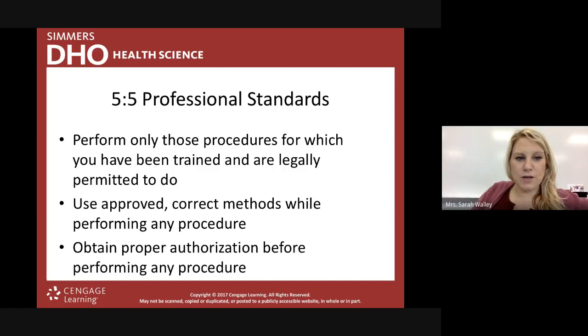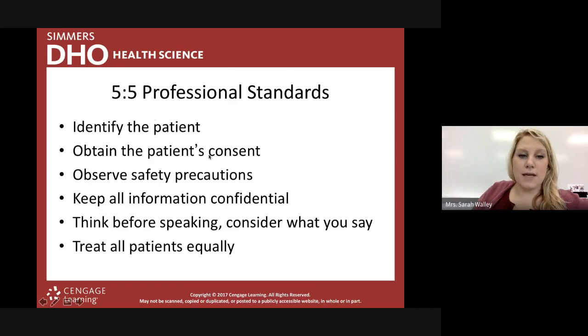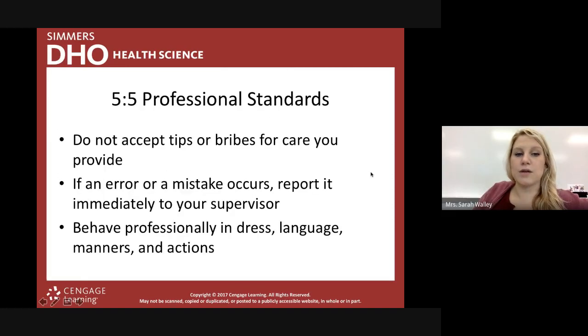Okay, professional standards. These are just things you would need to do professionally, like perform only the procedures for which you have been trained to do. I mean, these things are pretty common sense. Use approved methods, so you're not doing some random surgery that you've never done before that's not approved by the FDA. Obtain proper authorization before performing any procedures. Identify the patient, obtain patient consent, observe safety precautions, keep all information confidential, think before speaking. That's a good one. Consider what you say, treat all patients equally. All of those things are just professional standards.